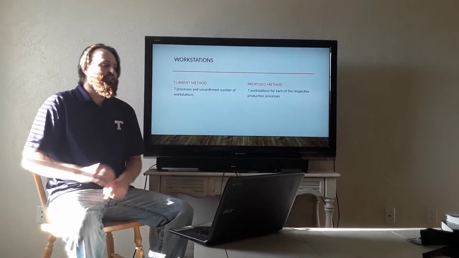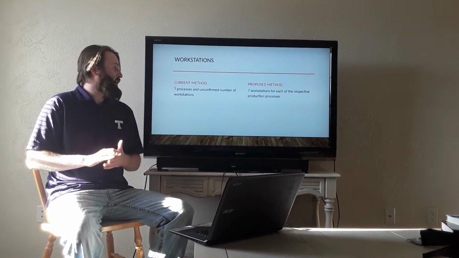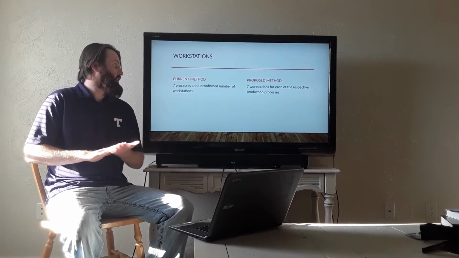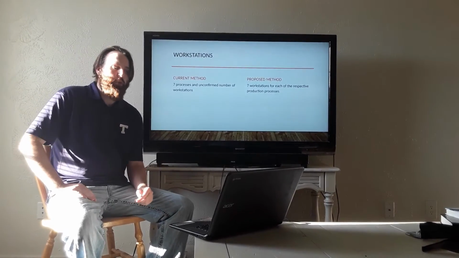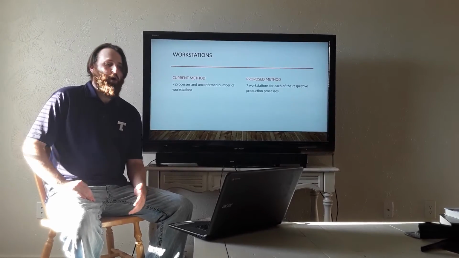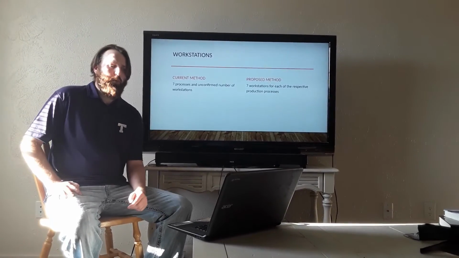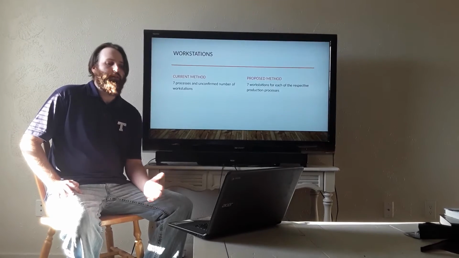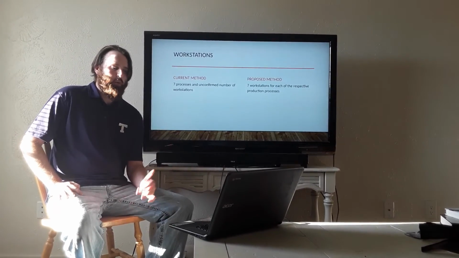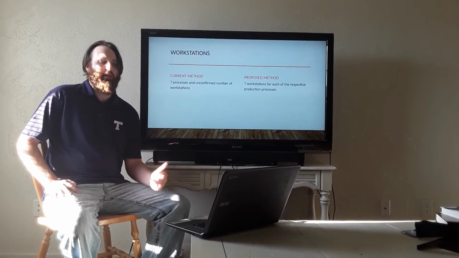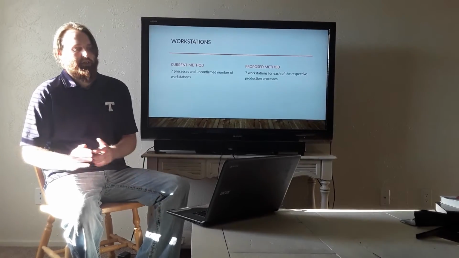So for the workstations on the current method, we have 7 processes and an unconfirmed number of workstations, which is a problem. So for our proposed method of the U-shape, we decided we would have 7 workstations for each of the respective production processes.